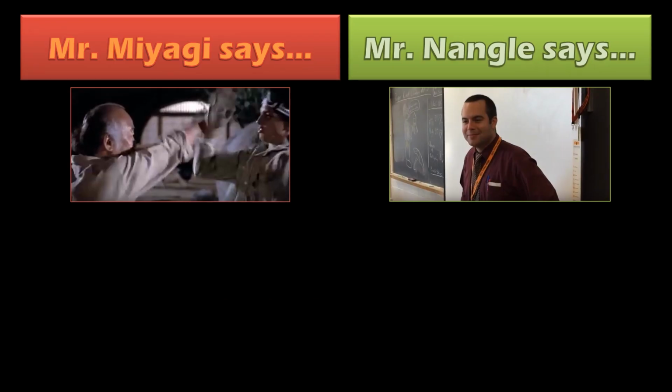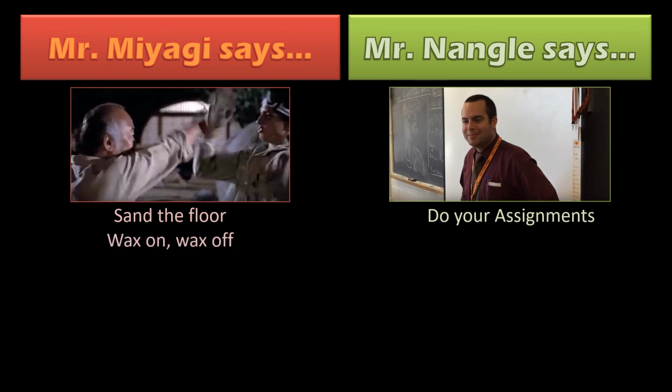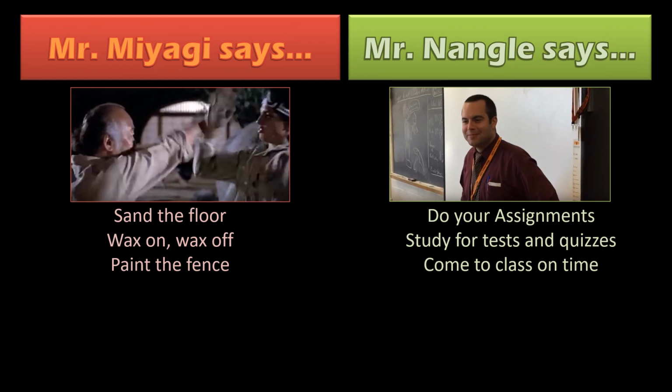And then I like to do Mr. Miyagi says versus Mr. Nangle says. So Mr. Miyagi says, sand the floor. And I say, do your assignments. Mr. Miyagi says, wax on, wax off. I say, study for tests and quizzes. Mr. Miyagi says, paint the fence. I say, come to class on time. Mr. Miyagi says, paint the house. I say, meet your deadlines. Why are we doing all these mundane things?